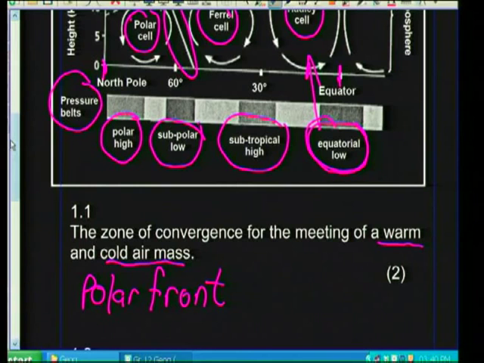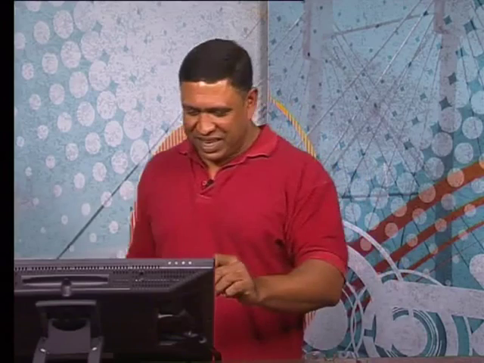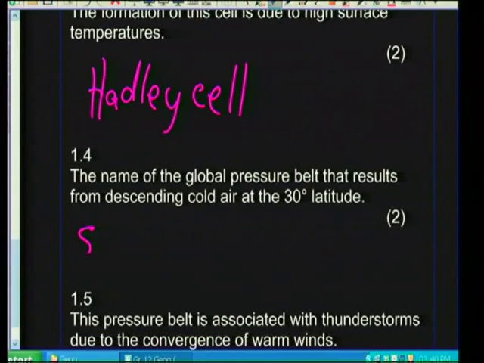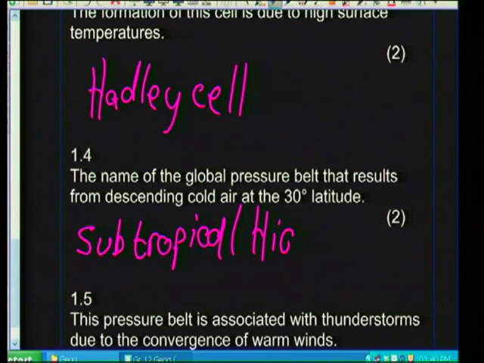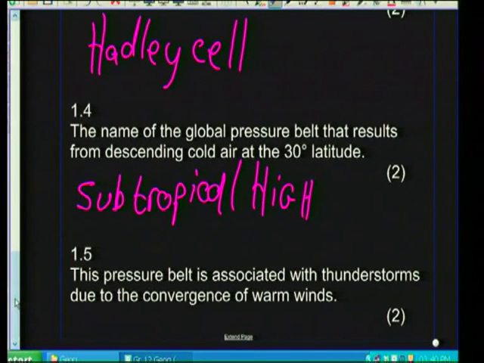There's 30 degrees, the pressure belt, remember? And look at it below that. There it is here. So we're just identifying on the diagram and our answers are there. Okay? So obviously that's the subtropical high. Okay, so nothing at the moment is difficult. Everything is found on the diagram. Okay, let's look at the next one.